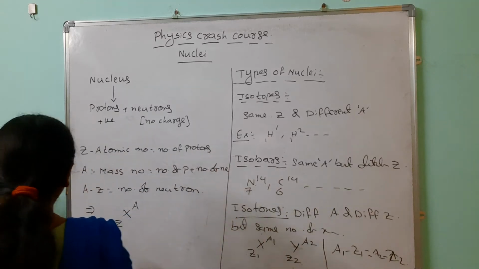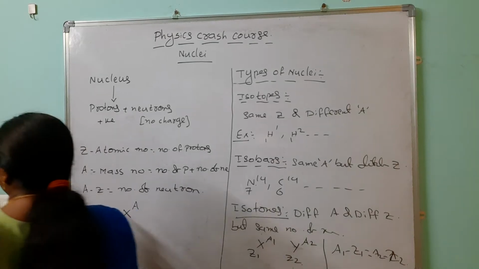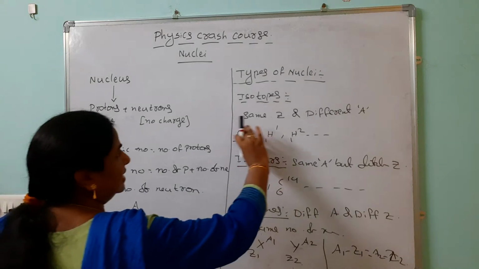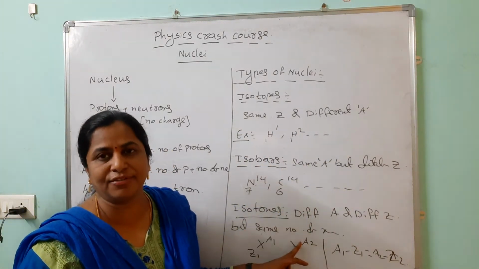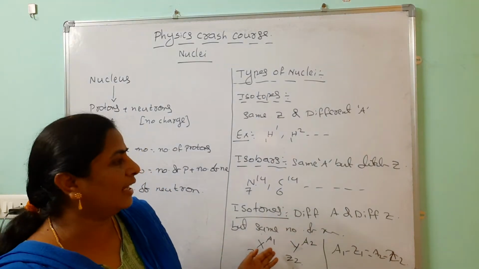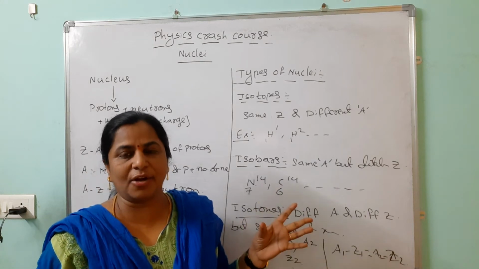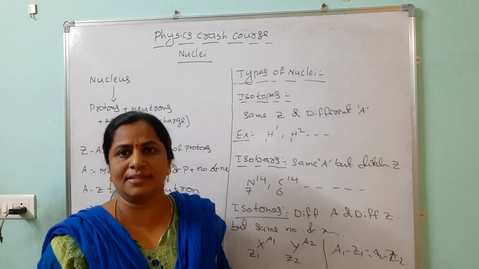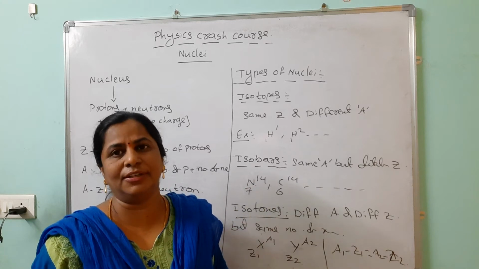In the periodic table you can take any atoms and see which are the isotopes, which are the isobars and which are the isotones. This is the same atomic number, this is the same mass number. Here mass number is different, atomic number is different, but the number of neutrons is the same. Then the fourth one is the isomers. So here same atomic number, same mass number, but different radioactive properties. That type of nuclei are called the isomers. So these are the types of the nuclei.